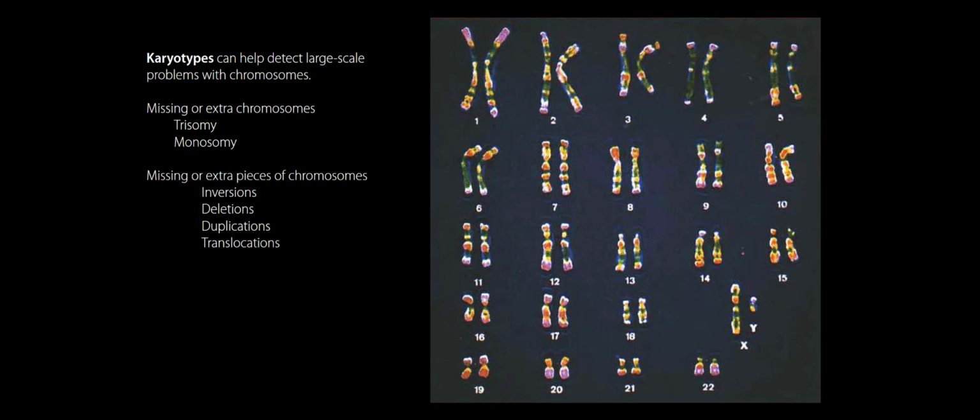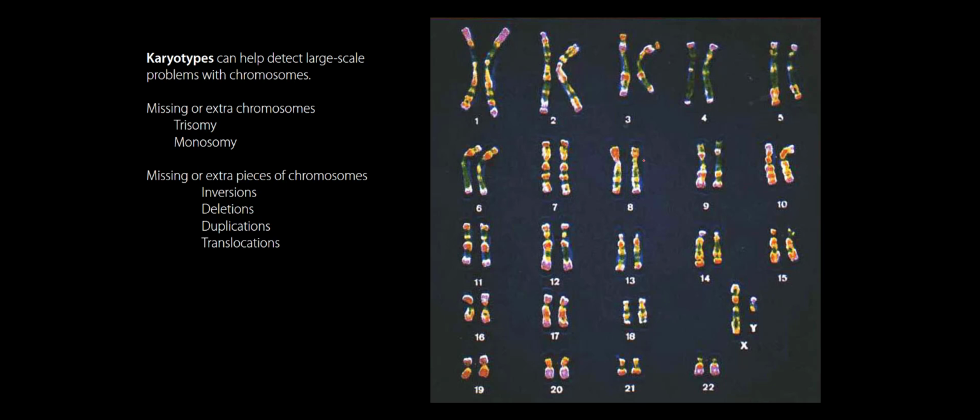Okay, and so when I say karyotype, this is what a karyotype is. We talked about these when we did Down syndrome earlier. A karyotype helps detect very large scale problems with chromosomes. You can't see individual mutations here, obviously. You can't tell if, for example, chromosome 7 is harboring some mutant allele that will result in a disease.